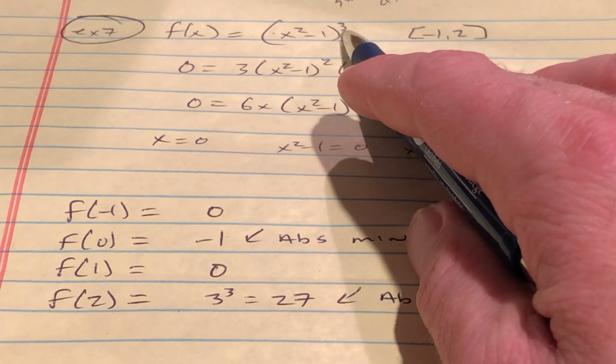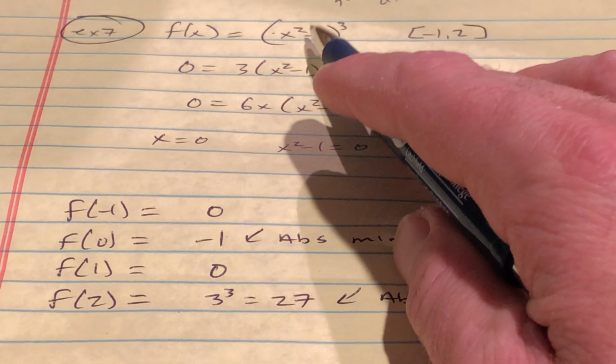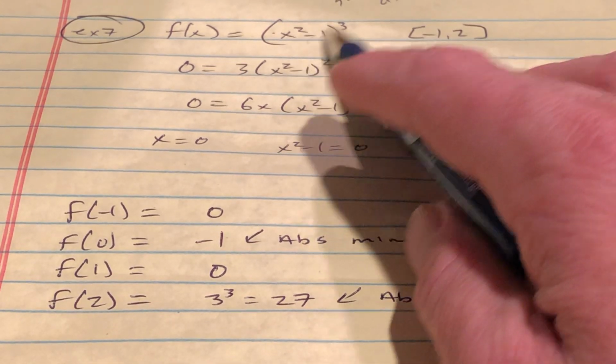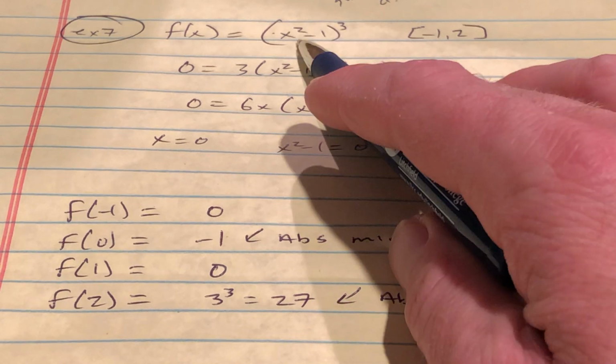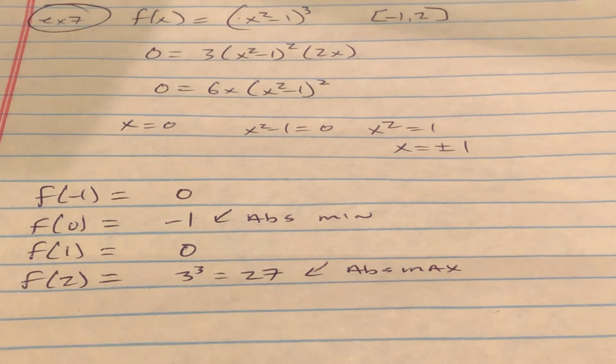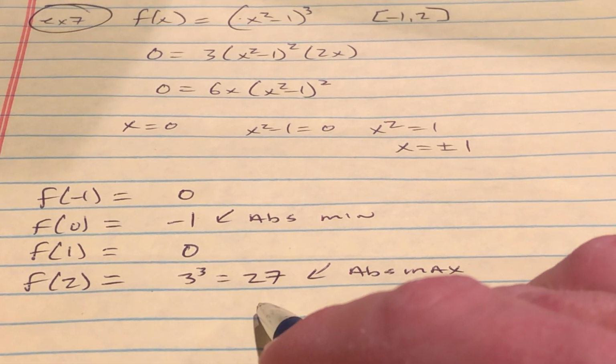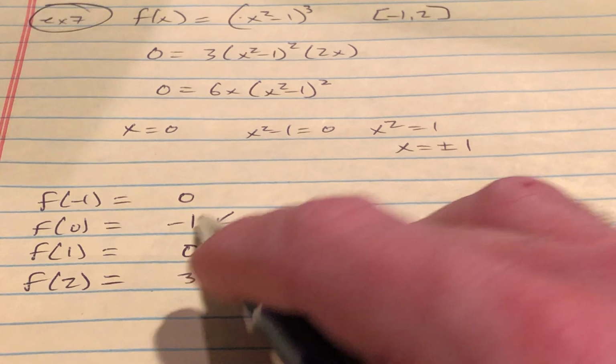You're going to have 0 to the third, which is 0. Plug 0 in for x. You're going to have negative 1 to the third, which is negative 1. Plug 1 in for x. You're going to have 0 to the third, which is 0 again. And plug 2 in for x. You're going to have 4 minus 1, which is 3. 3 to the third is 27. You have an absolute max at (2, 27) and an absolute min at (0, negative 1).